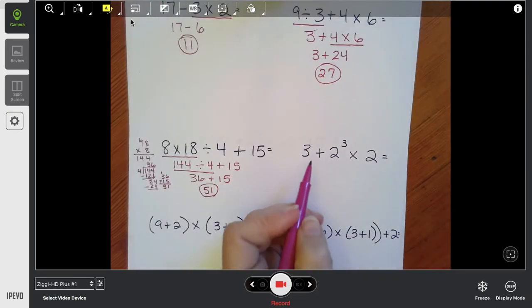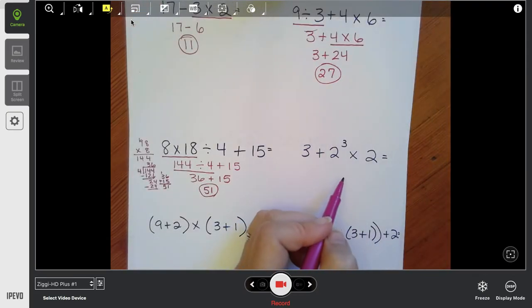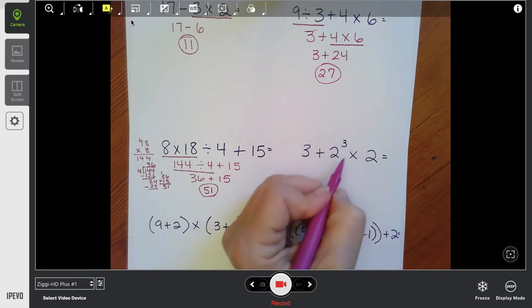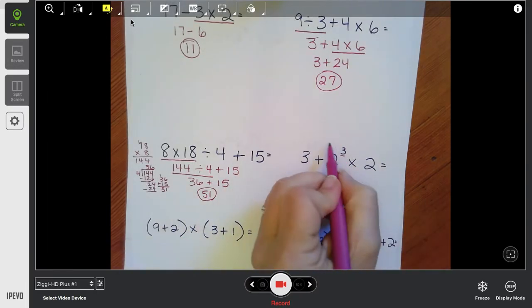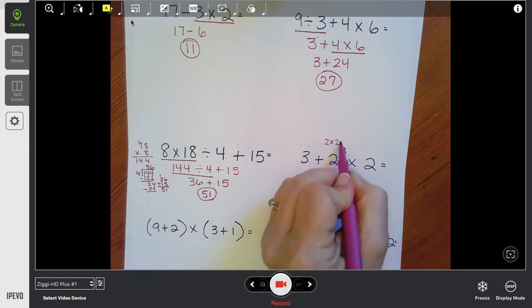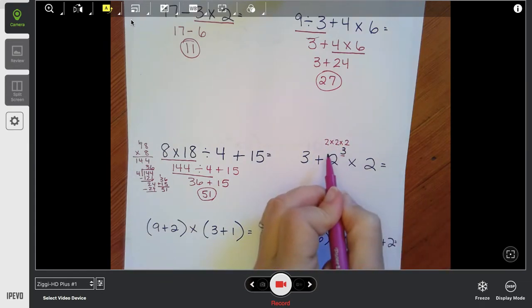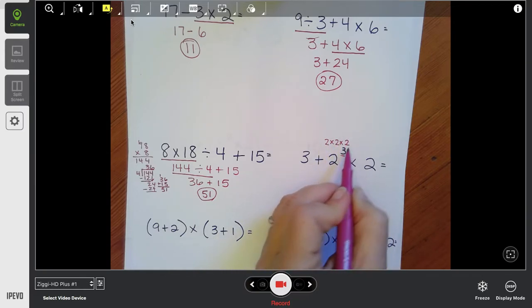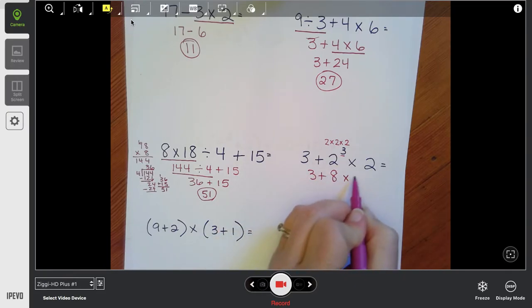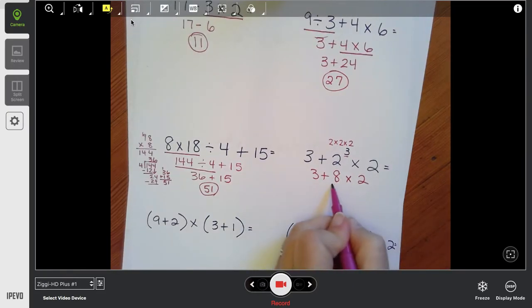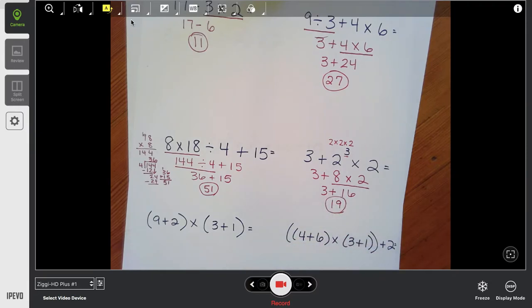Okay, now we're going to do parentheses. Nope, none available, so exponents are next. 2 to the third power. 2 to the third power is not 2 times 3. It's the same thing as saying 2 times 2 times 2. 2, 3 different times. So 2 times 2 is 4, times 2 is 8. So 2 to the third power is 8, and everything else is left alone. We always multiply before we add, so 8 times 2 is 16. Then I add the 3 to get 19.